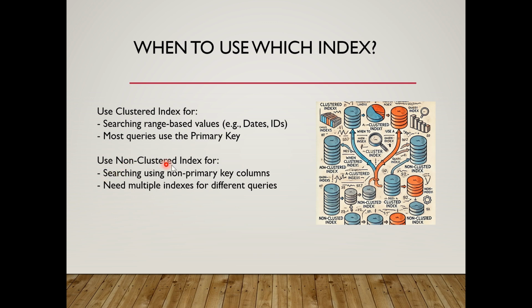And the same goes for non-clustered indexes. Use non-clustered indexes when you frequently search by other columns like employee name, so employee name works as a non-primary key column here, and when you need multiple indexes for different queries. So this is a flow chart. I think you can understand it here.